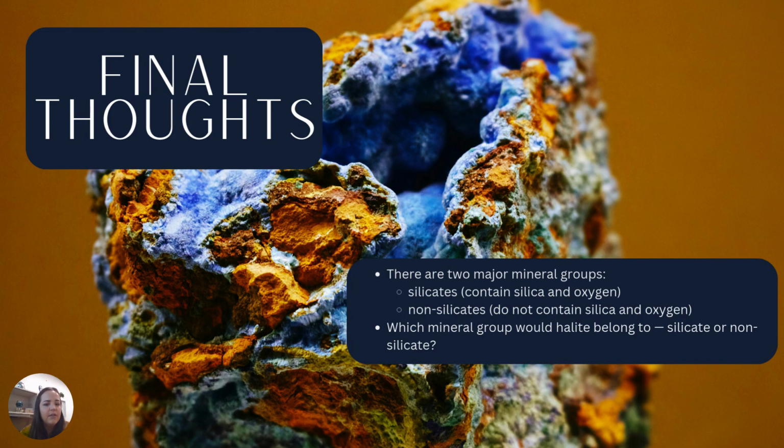All right, so some final thoughts. There are two main mineral groups, right? Our silicates contain that silicon oxygen tetrahedron, and our non-silicates do not contain silicon oxygen. In your notes, I want you to write down which mineral group you think halite belongs to, silicate or non-silicate.